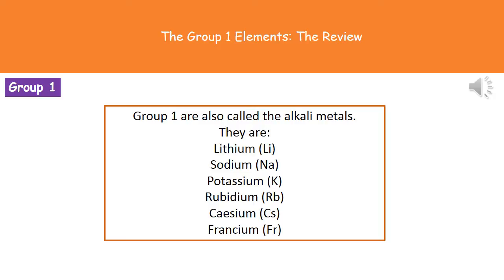Now, Group 1 are also referred to as the alkali metals, and we're going to find out why that is as we go through this little review PowerPoint. So when we look at the periodic table, what we'll find is that there are 6 different elements in Group 1. So you've got lithium, sodium, potassium, rubidium, cesium and francium. And you can see all of those in that first column on the periodic table.